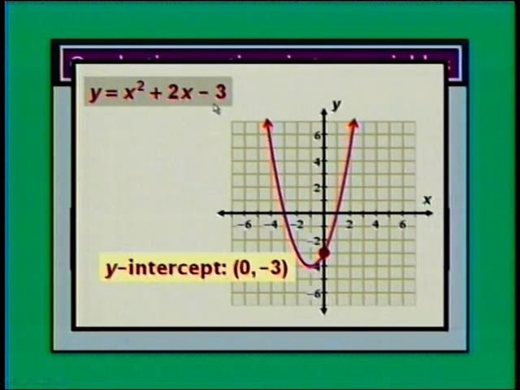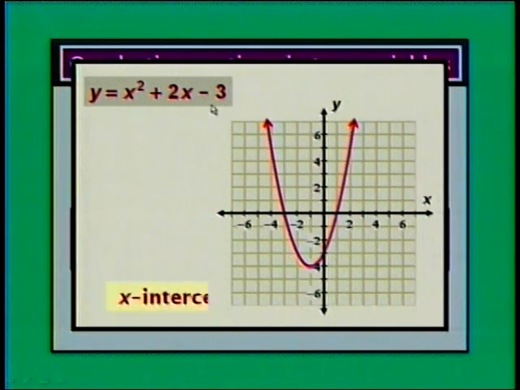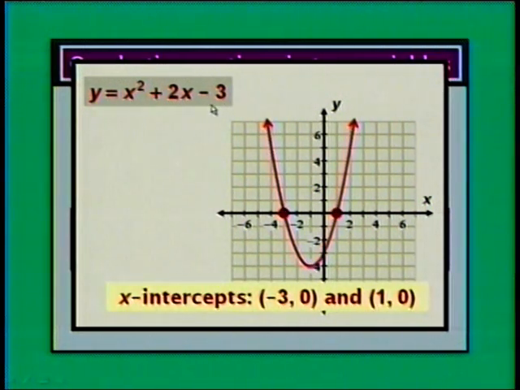The y-intercept is the point 0, negative 3. The y-intercept has an x-coordinate of 0, and when I replace x with 0, I see that y is negative 3. The x-intercepts are the points negative 3, 0, and 1, 0. X-intercepts have y-coordinates of 0.